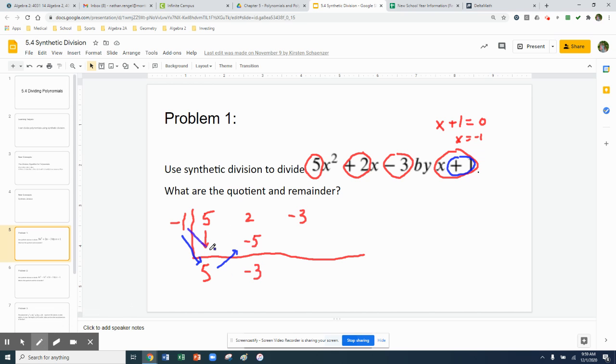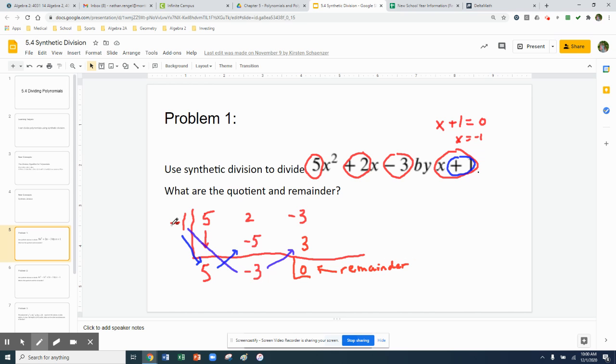And then we repeat that process. You're taking -1 times -3, and that's going to go into the next column, which gives us an answer of 3. And then we add -3 plus 3, which ends up being 0. Once we get to the end, this last piece right here represents your remainder. So right there would represent my remainder.